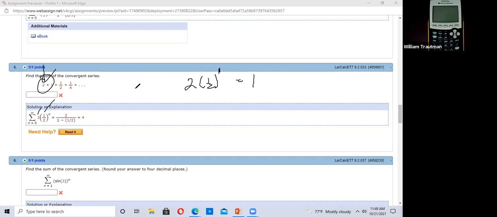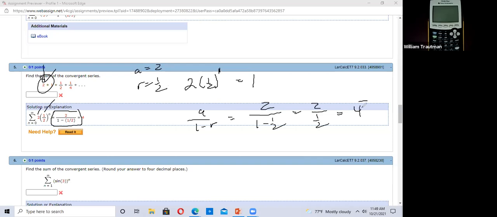Now that you have A equals 2, R equals 1/2, you plug it into the formula, A over 1 minus R. A is 2, 1 minus R is 1/2. So 2 over 1 minus 1/2 is 1/2, and that equals 4. There's our summation.